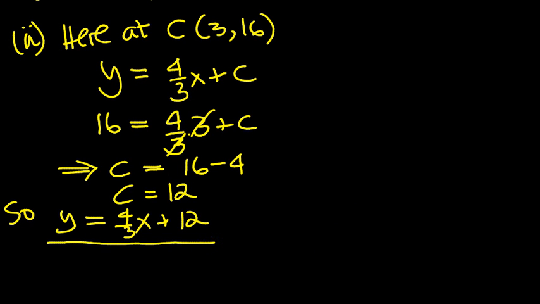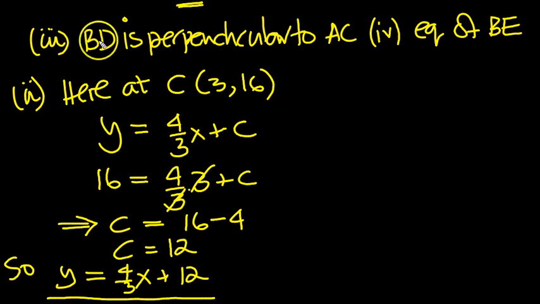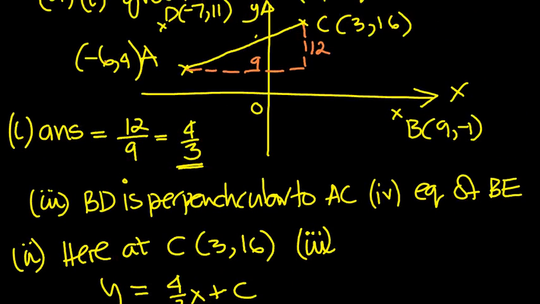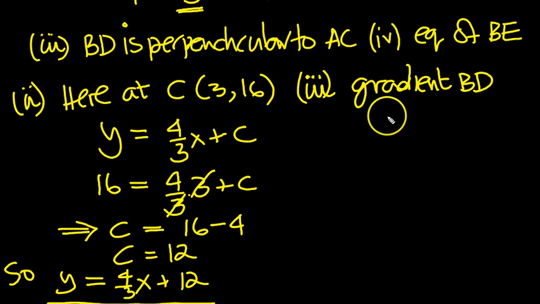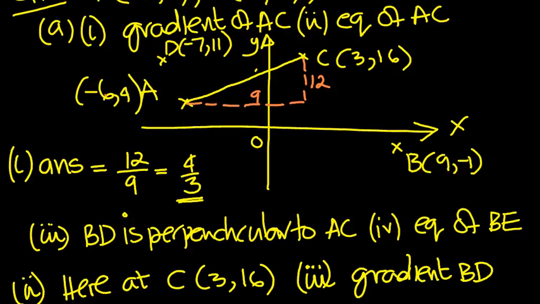Good, 4/3 x plus 12. Great. Now let's move over to part 3 and 4. Show that BD is perpendicular to AC. So part 3, let's put it over here. BD is perpendicular to AC. So we know the gradient of AC because we just worked that out. And now we need the gradient of BD, don't we? So that's the first thing to work out. Gradient BD equals, so let's go to the diagram and find out what the BD gradient is.